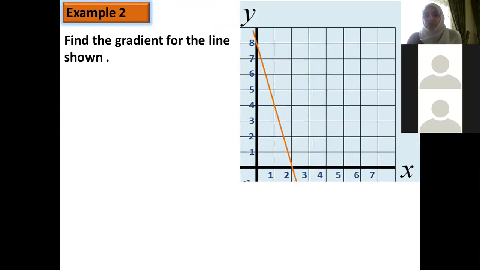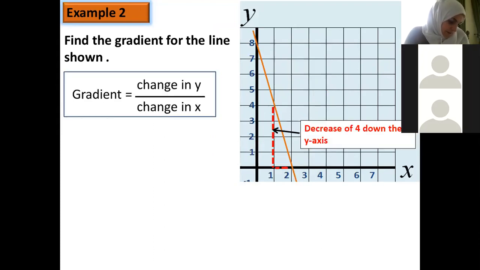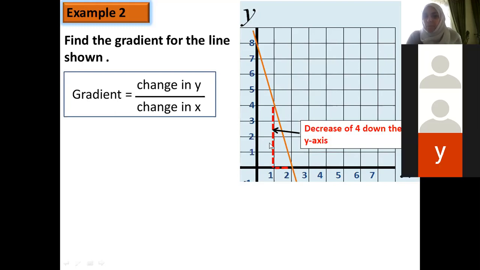Who wants to help with the second example? Let's take 2 points, I just chose these 2 points. Come on, who wants to help? Let's see. Yahya. Come on Yahya. I can hear you, teacher. How many up? 4. And how many down?